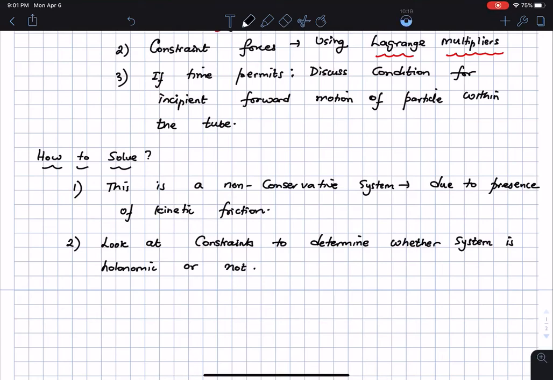And as always, we need to identify what the configuration coordinates are. So let us do that by first of all setting up a coordinate frame, and then we will see what the configuration coordinates are, and then we will see what the constraints are, and then based upon that we will use the idea of Lagrange multipliers.